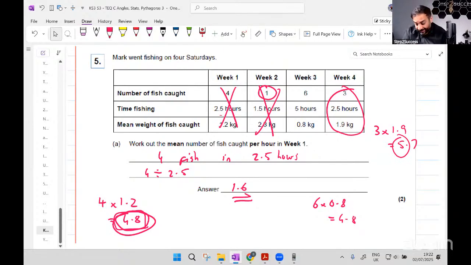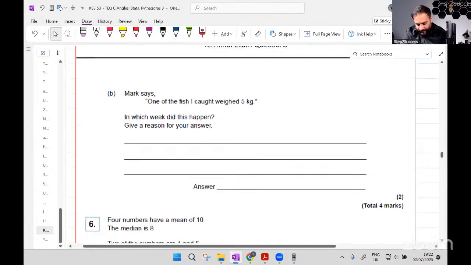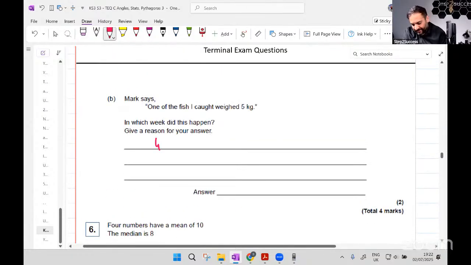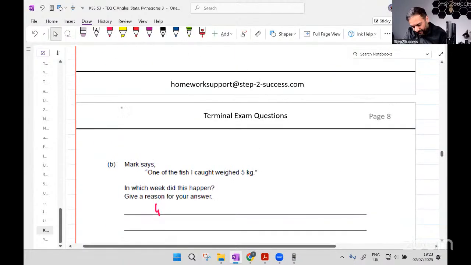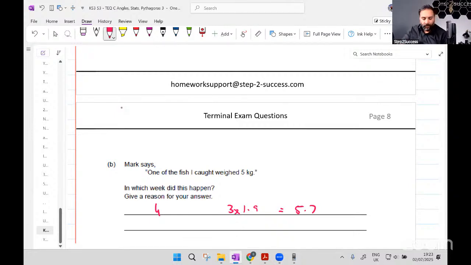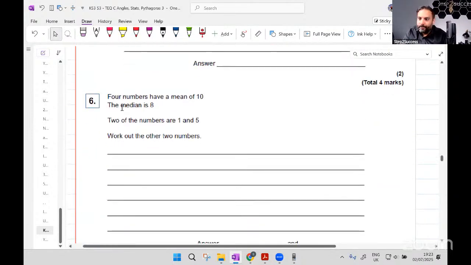So that works. So you'd say week 4, and my reason would just be something like this, that 3 times 1.9 is 5.7. So that means that all of the fish weighed in total 5.7. So one of them could have weighed that.